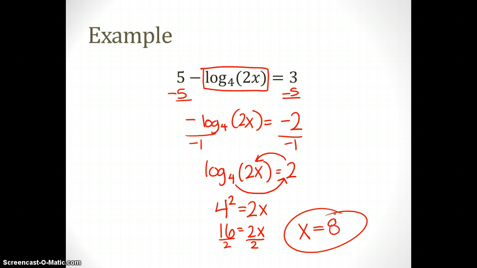So make sure tomorrow you're prepared to show your work as well as what the answer actually is. Solving logarithmic problems, solving exponential problems, kind of the opposite methods. To solve a log, you use an exponent. To solve an exponent, you use a log.